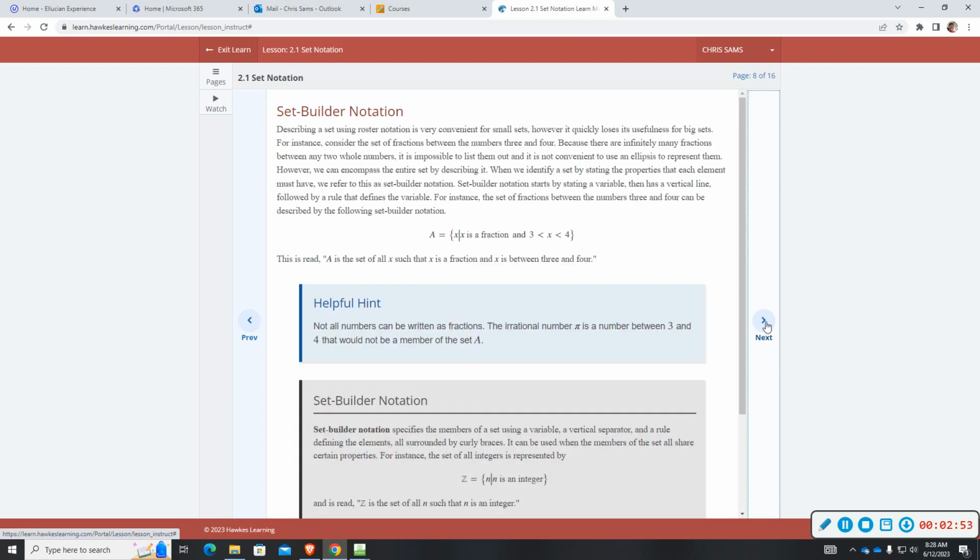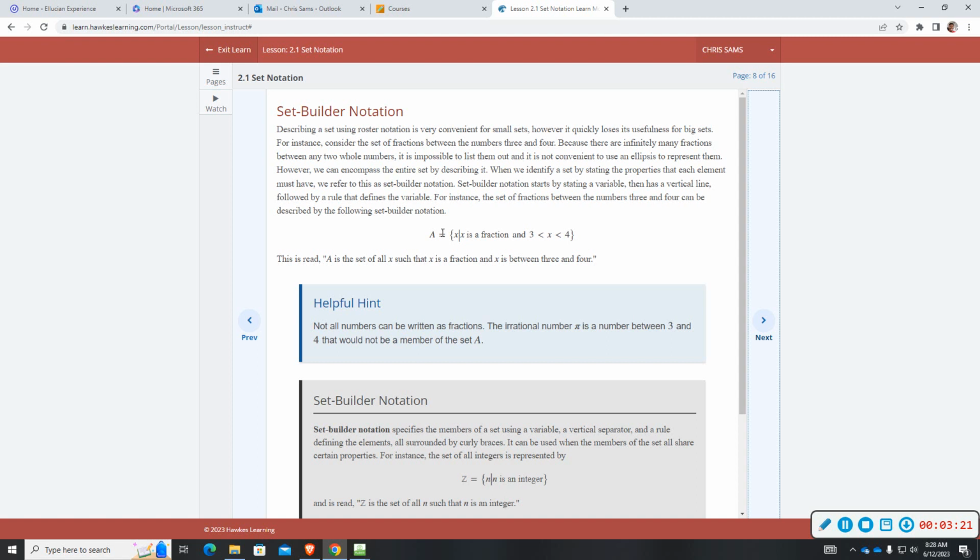Another example. All right, so set builder notation. Here is what that looks like. So these curly brackets are the biggest indicator of a set. You read this as A equals, okay, and when you see the curly bracket, this is the set of all, and then x, so whatever letter they use here. So they'll use some variable, the set of all x that have a certain property.